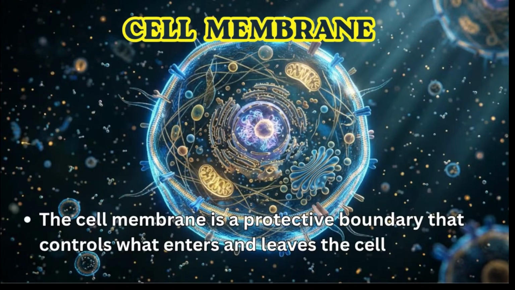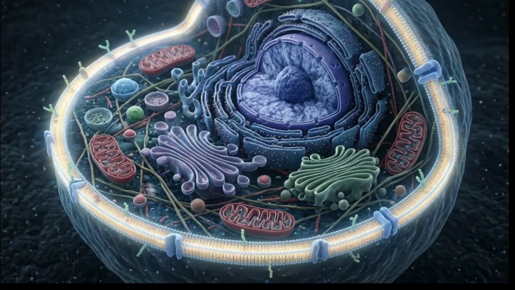activities. It is a covering that surrounds every living cell. It separates a cell's internal environment from the outside world. In plant cells, it is present inner to the cell wall. We can define the cell membrane as a protective boundary that controls what enters and leaves the cell. Here you can see this highlighted area. This is the plasma membrane. Come on, let's dive deep into the cell membrane.